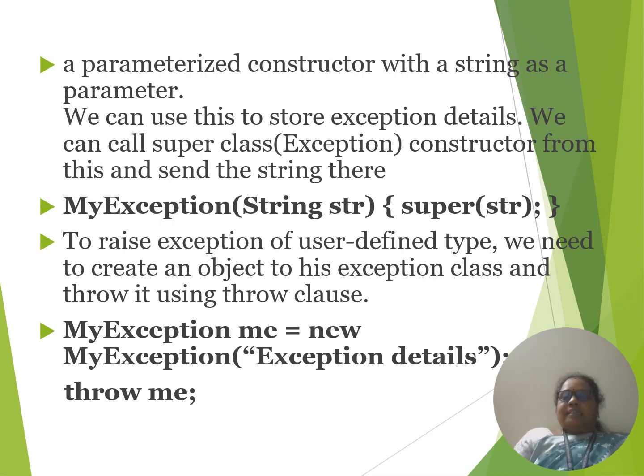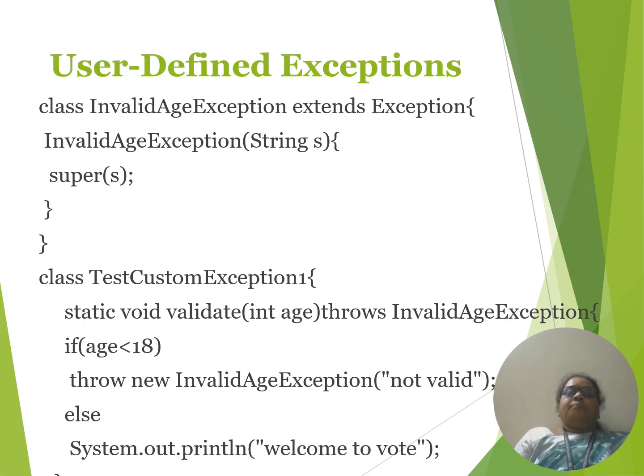A parameterized constructor with a string as a parameter. We can use this to store the exception details. We can also call the superclass Exception constructor from this and send the string there. MyException(String s): the string content will be saved in super(s). To raise a user-defined exception, we need to create an object of this exception class and throw it using the throw keyword. We create an object of MyException and throw it.